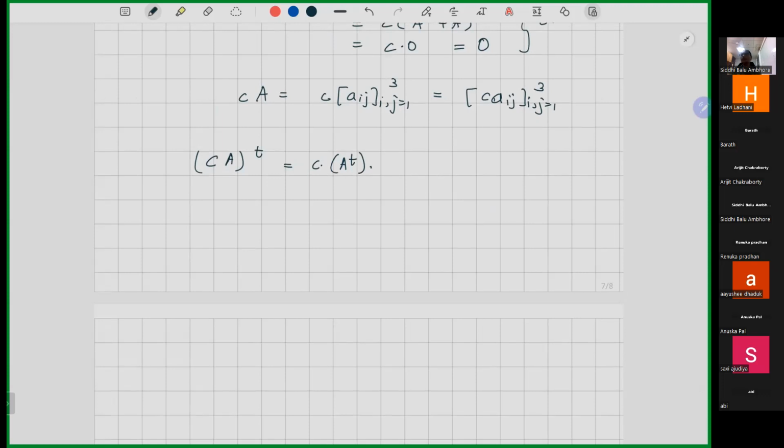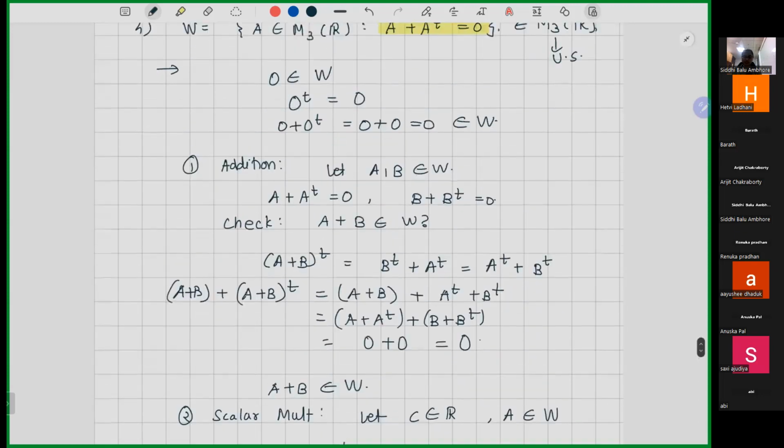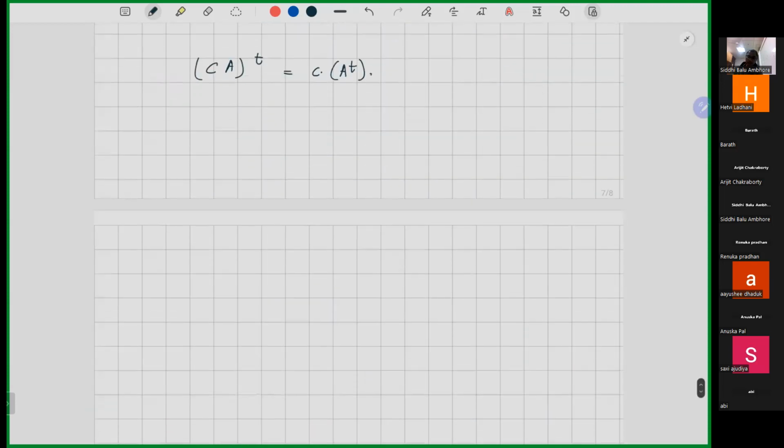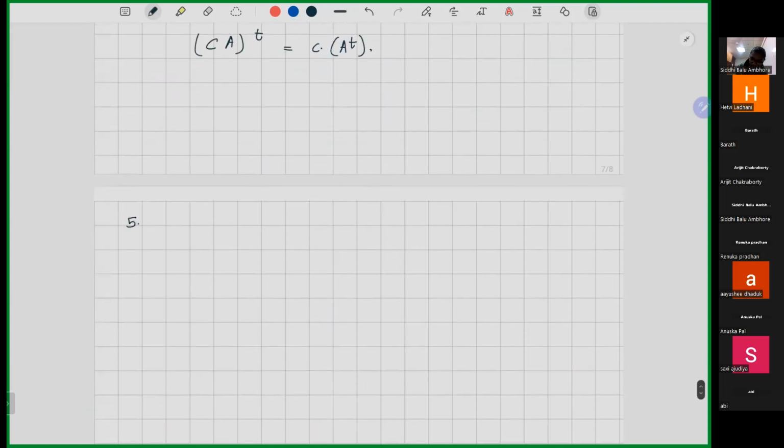Any doubt? So this is clear, right? So this is again a vector space. Now the final vector space which we would like to check for M3R is: let W be the set of A in M3R such that determinant of A is 0. So what is your guess here? Is this a vector subspace of M3R or not?